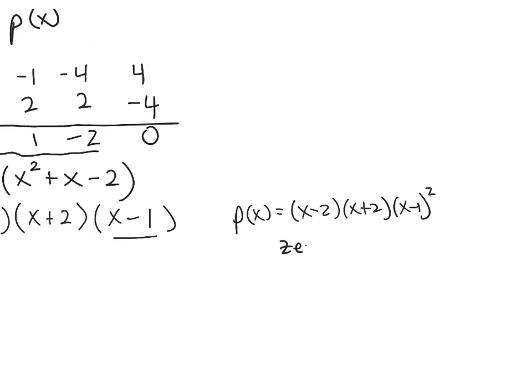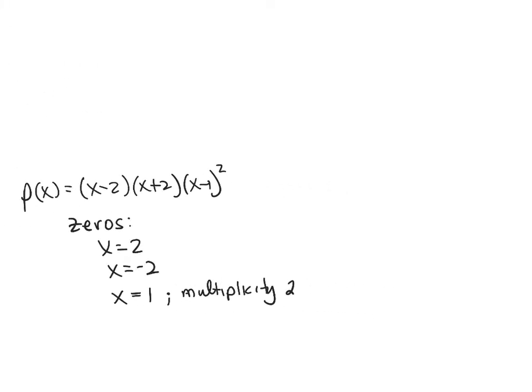And the zeros are x equals 2, x equals -2, and x equals 1. And we talked about this back in section 3.2. This one has multiplicity of 2. And remember, the multiplicity is important when we graph this, which was what the next assignment of this question was, to graph. Once we have the zeros, we can put those on as x-intercepts. So we have x equals 2, x equals -2, and x equals 1.